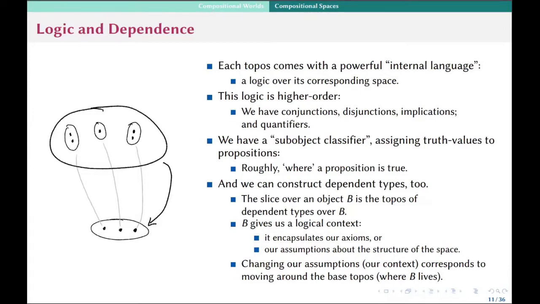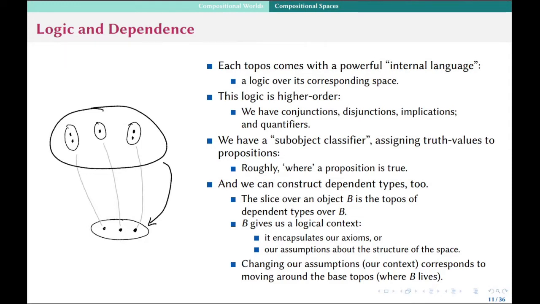Each topos has a special object called a subobject classifier, and this assigns truth values to propositions. And these truth values in a spatial topos are roughly saying where a proposition is true. For instance, if you have the proposition "it's sunny," that's only true in the places that it is actually sunny. And so the truth value, true or false, varies as you move around the base space. And in a topos, as I've mentioned, we can construct dependent types in this internal language.